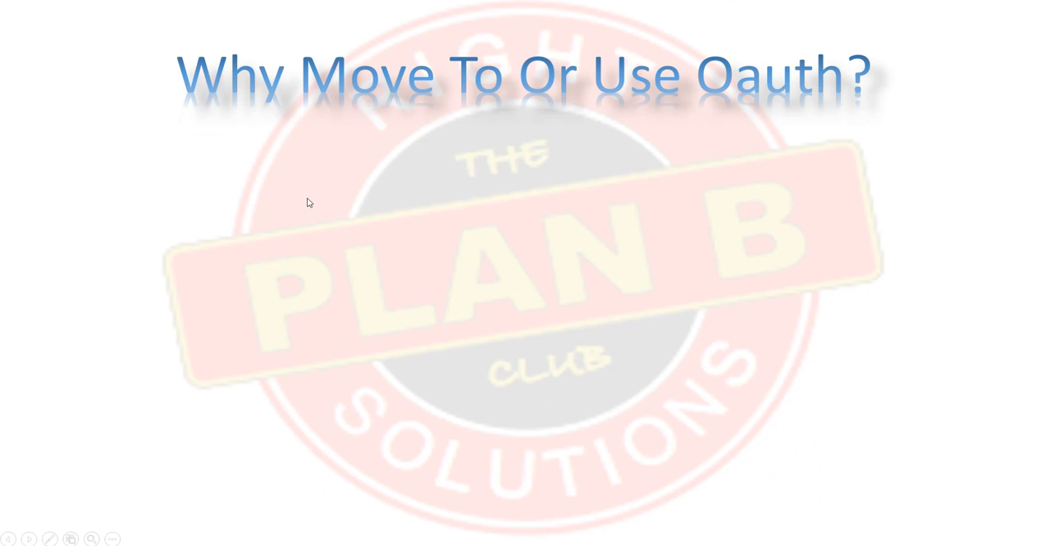So why move to OAuth? Why use it? We already have a system that works, an API key system. It's a single sign-on. It's simple. What are the reasons for it? Starting with deprecation. Infusionsoft has said quite adamantly that at some point in the future they will deprecate and phase out using the API key method. They cannot give you a date at this point. They don't know.